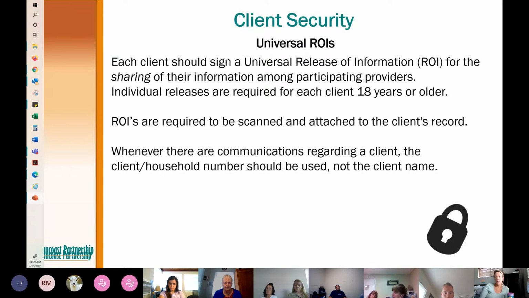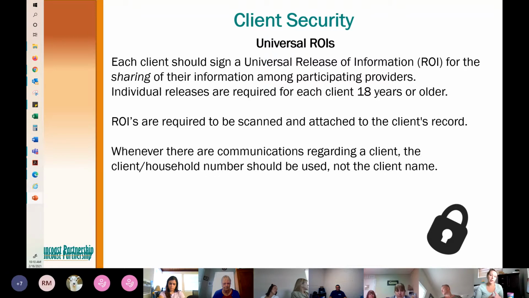So again, each client should sign a universal release of information for the sharing of their information among participating providers. Individual releases are required for each client 18 years or older. ROIs are required to be scanned and attached to the client's record. Whenever there are communications regarding a client, the client household number should be used, not the client name. Please, when you are corresponding via email, only use client IDs.